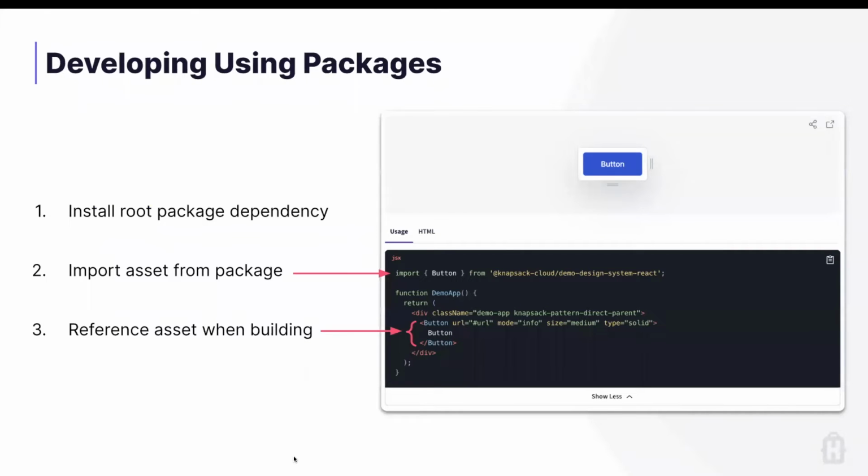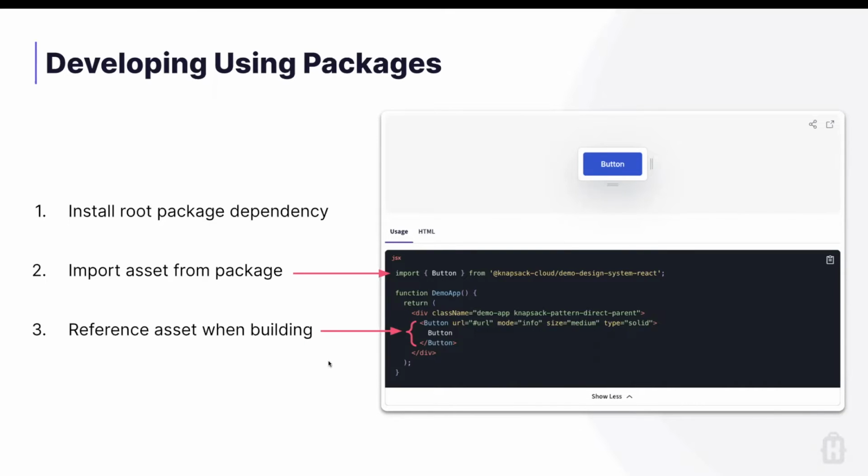If we take a look at what this looks like after we've shipped our packages, what we get is our named packages. Here we have Knapsack Cloud, Demo Design System React. This is our React components that we've shipped. We're able to import those components. In this example, we're importing our button.